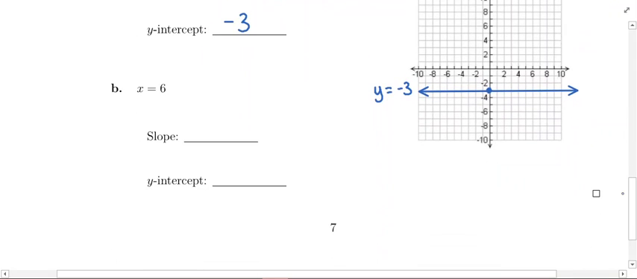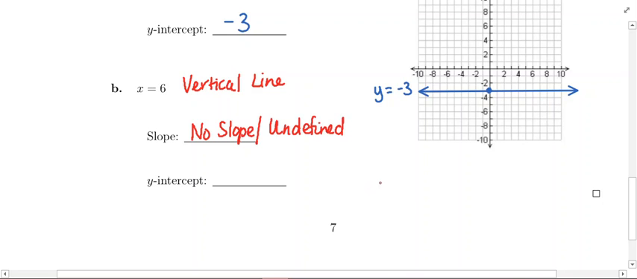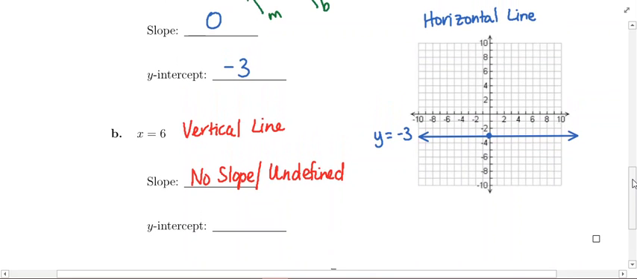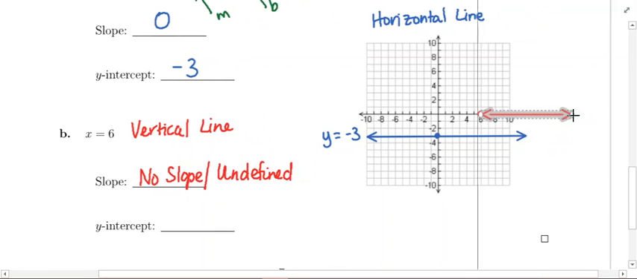I'll put this one in a different color. This one's going to be a vertical line because it's x equals. Vertical lines have no slope, or you can also write that the slope is undefined. Let's draw the picture first, and then we should be able to write down the y-intercept. Since this equation is x equals 6, the way you're going to graph it is you're going to locate 6 on the x-axis. That's going to be right here, and then you're just going to draw a vertical line, which is up and down through this point. It's going to look like this.